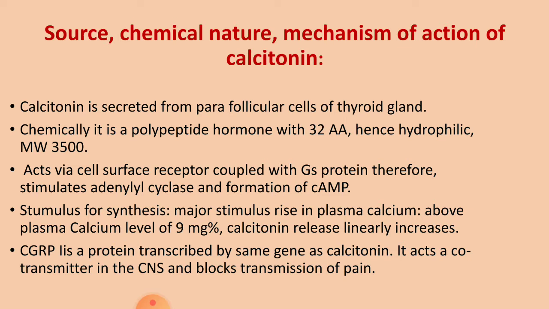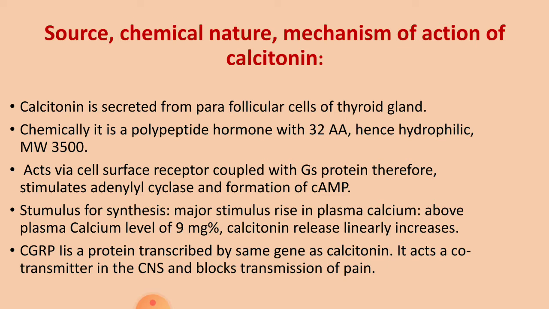So calcitonin, a 32 amino acid containing polypeptide hormone secreted from the parafollicular cells of thyroid gland, is released into the bloodstream and reaches the target organ in various parts of the body. Specific target organs are bones, kidney mainly, and in the target cells, calcitonin exerts its action via different cell surface receptors.